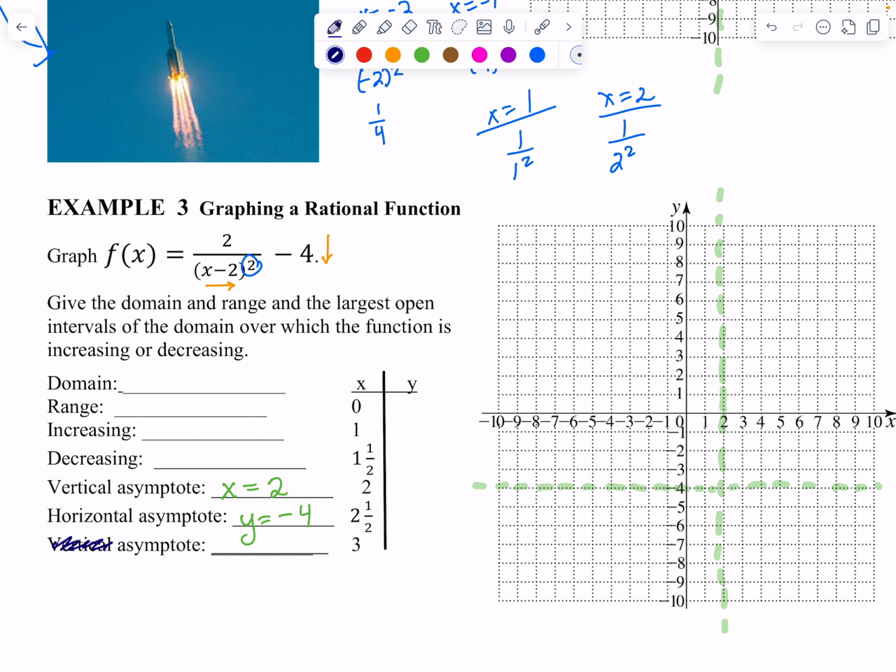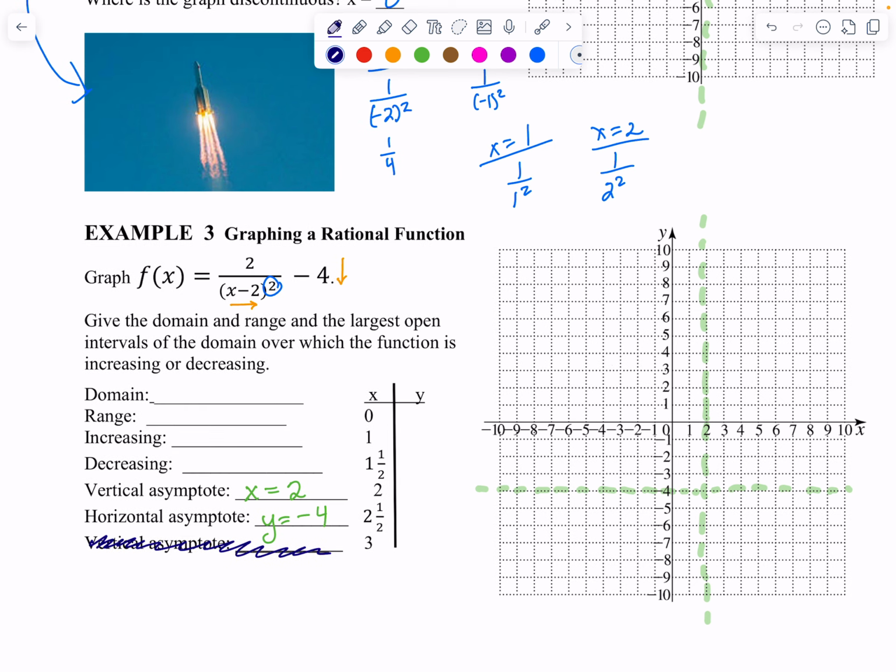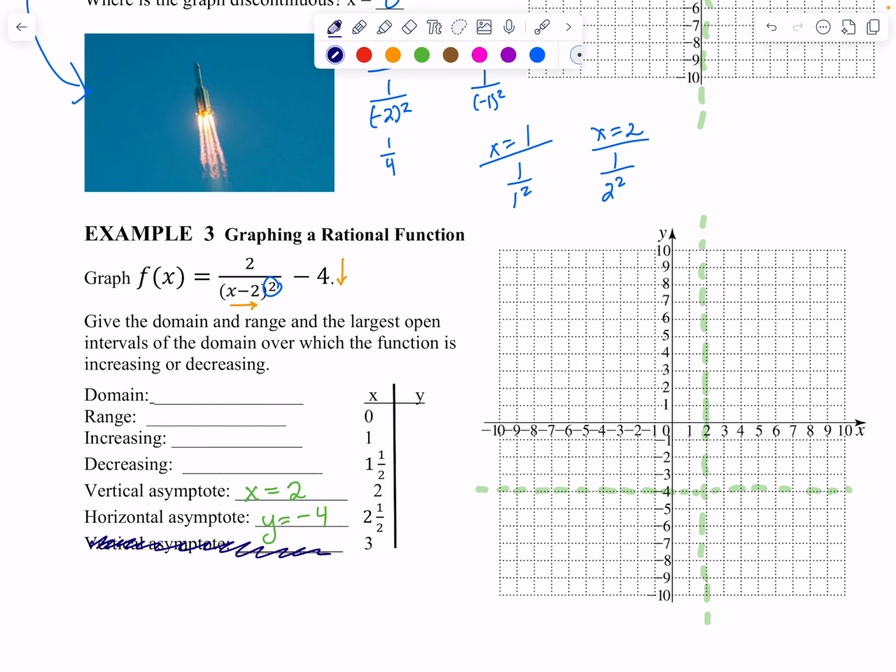Okay, so let's go ahead and plug in some points. We really know what it's going to look like, right? We know that it's going to be like this, okay, because it's a positive. So I'm not going to have any flipping, okay? The 2 is going to stretch it, but it's really hard to see. But let's go ahead and plug in just a couple of points.